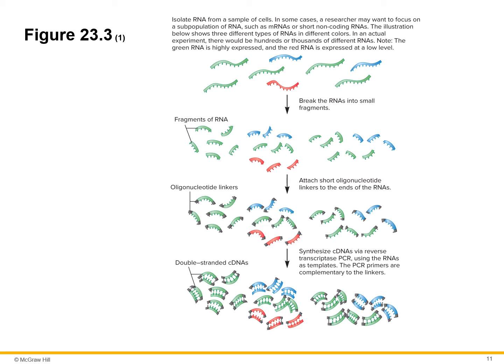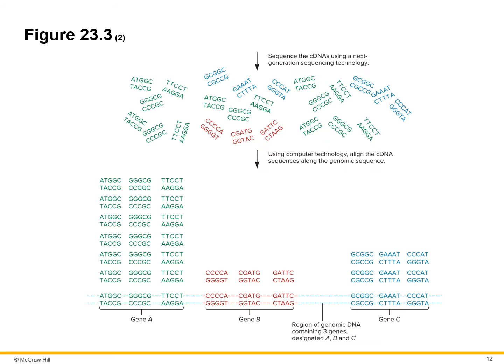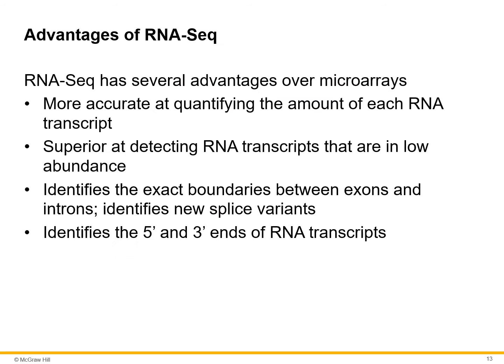And again, I'm not going to go through the details. Since you don't actually do any of these in the lab, it's kind of hard to know the details, but it's using RNA instead of DNA sequences. And the advantage of the RNA versus the DNA microarrays, it seems to be more accurate at quantifying how much each RNA is present, whether there's a lot, a little, none, and it's better at detecting RNA in low abundance.